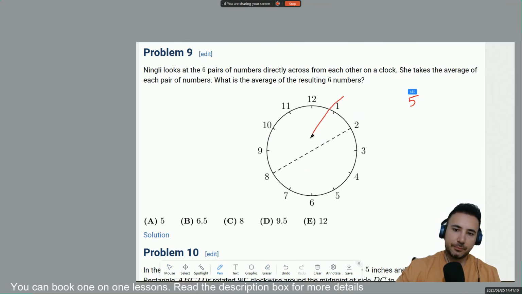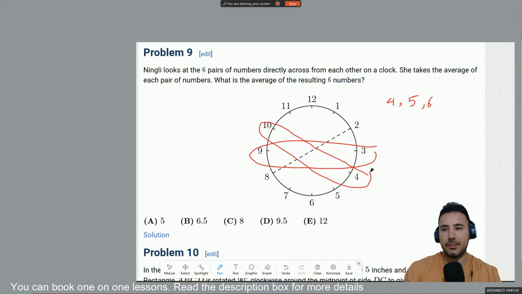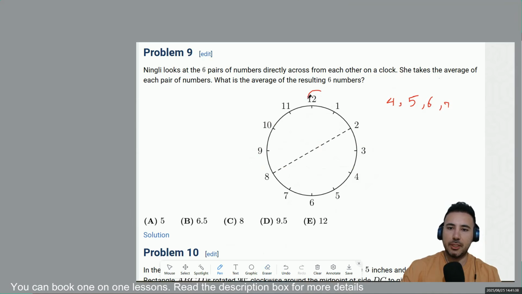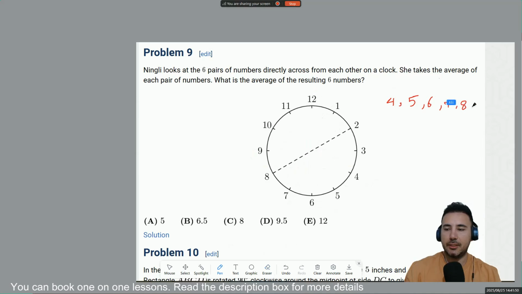Now, what is this one? What is the average of 1 and 7? 1 plus 7 is 8, divided by 2 is a 4. I'm going to write it before this. And now, let's do 3 and 9. 3 plus 9, 12, divided by 2, 6. You see, it's just increasing by 1 every time. 4 and 10 gives us a 7, right? And what is the last one? This is the biggest pair, right? Which is going to give us 6 plus 12, that's going to be 18, and it's going to give us a 9, right?